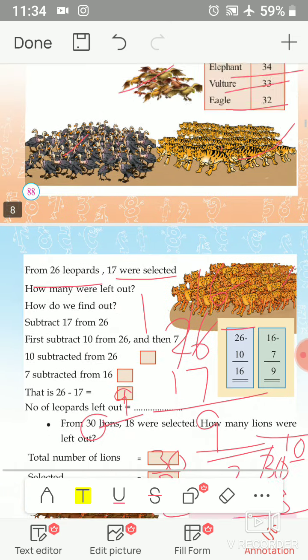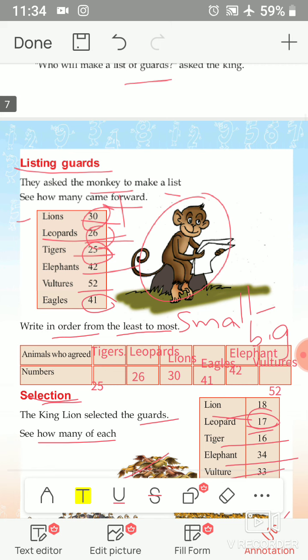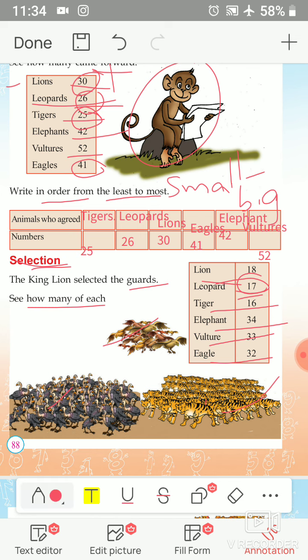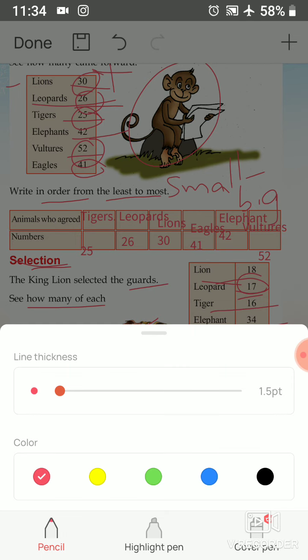If you have any doubt, look at this table. Total vultures are 52. How many vultures are selected? 33 vultures are selected. 52 vultures are total and 33 vultures are selected. Look at these two tables. Okay. Then write in that box.